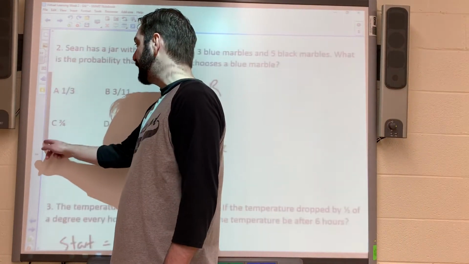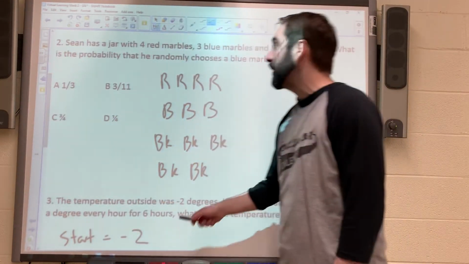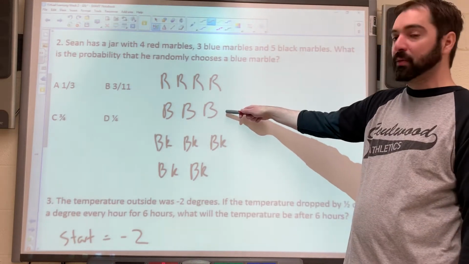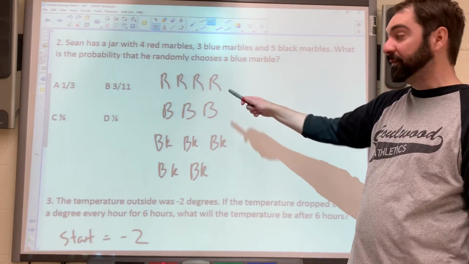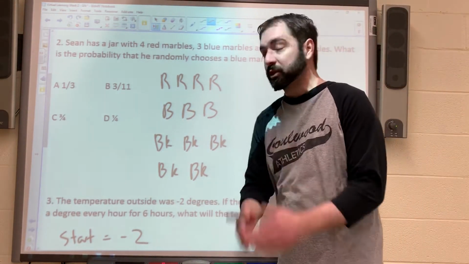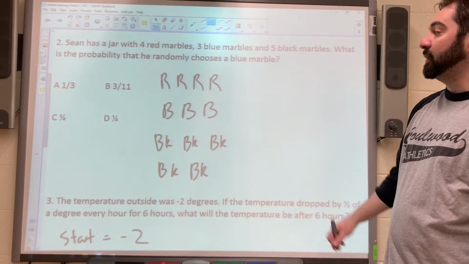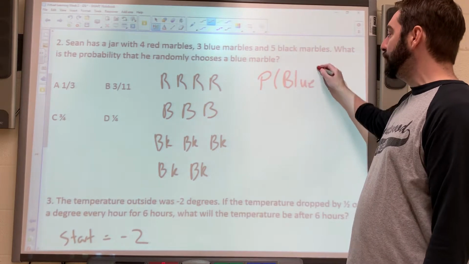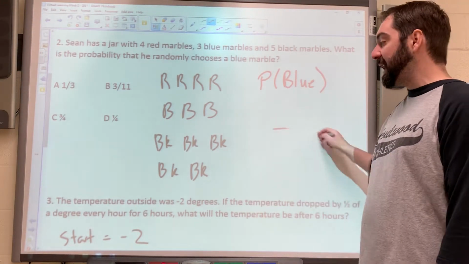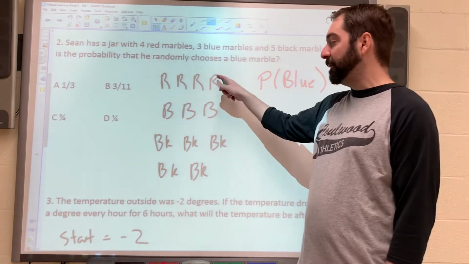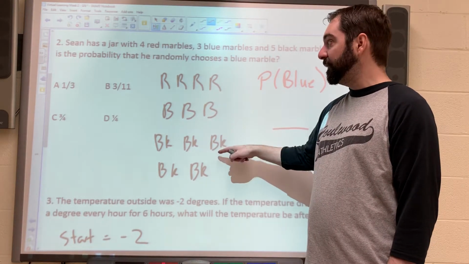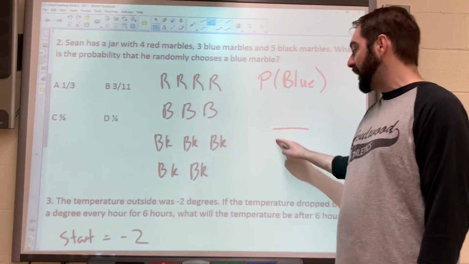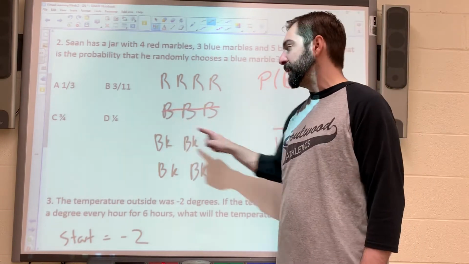Number 2, probability question. Sean has a jar where he had 4 red marbles, 3 blue marbles, and 5 black marbles. Again, if they don't draw you a picture, draw a picture. Now, first thing I want to see, what are we trying to find the probability of? It says probability of picking a blue marble, so I wrote that down. As always, I want to think, what is my total? I have 4, 3, and 5. So 7, 12. How many blues? I crossed out 3 out of 12.